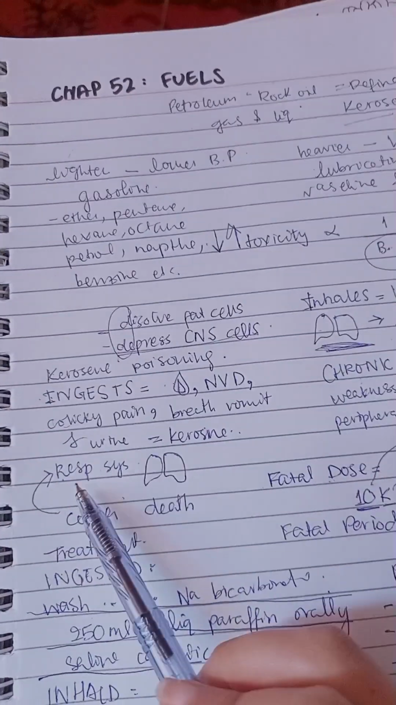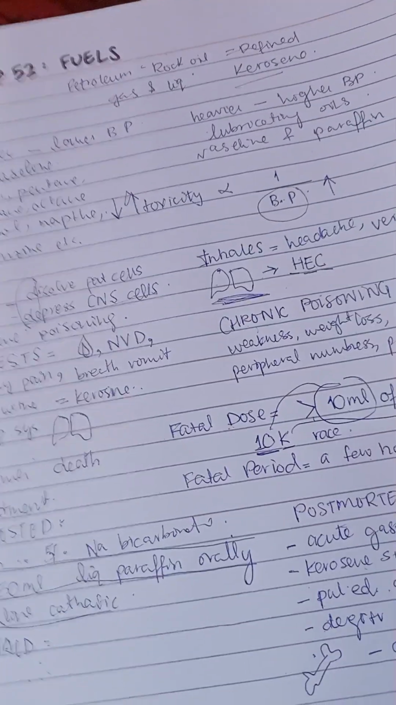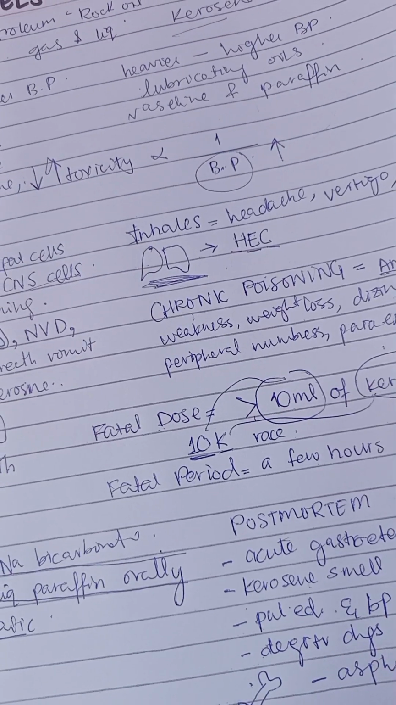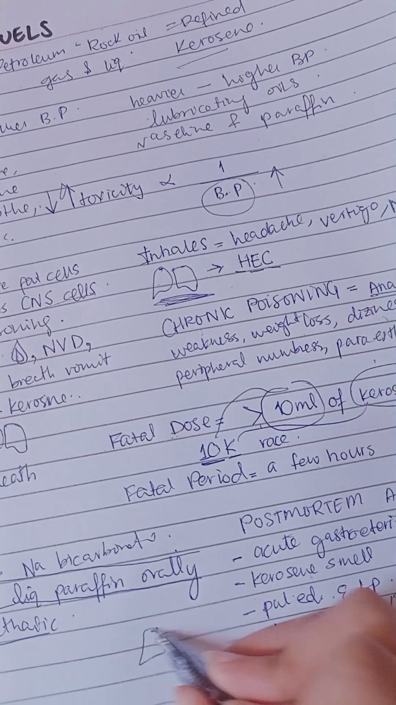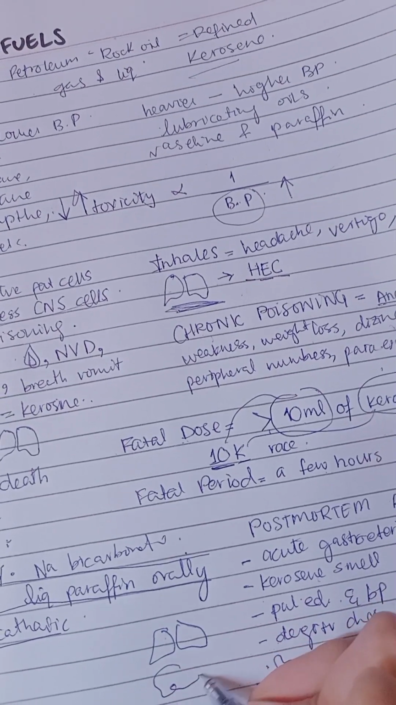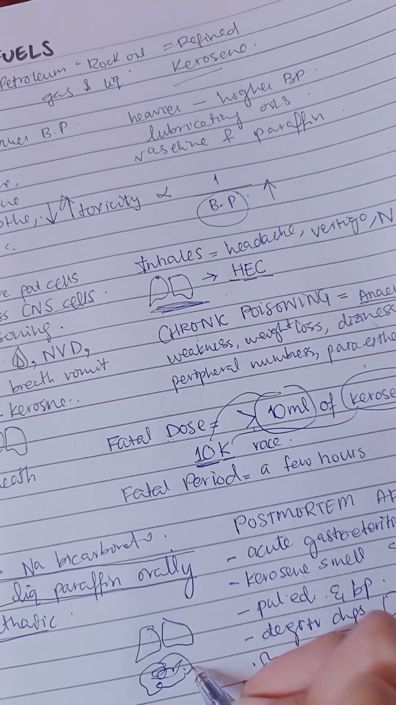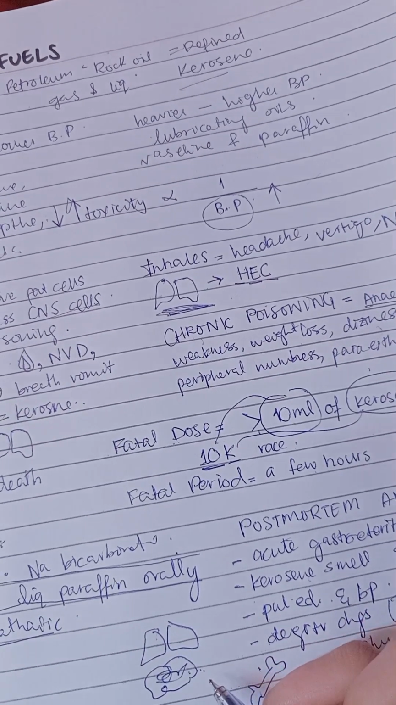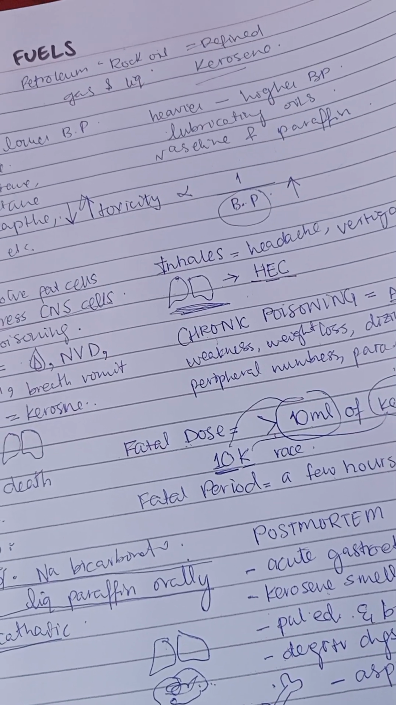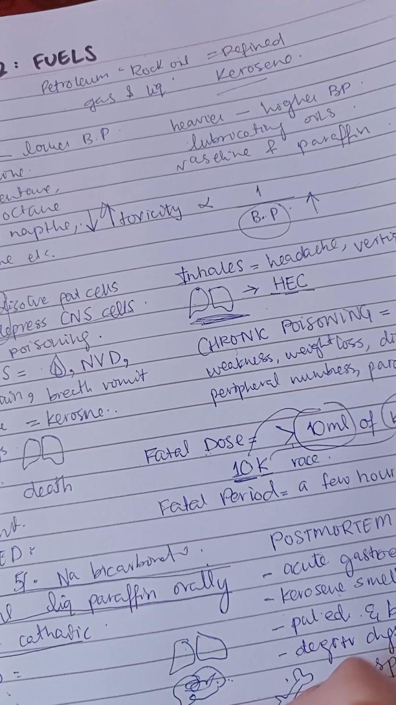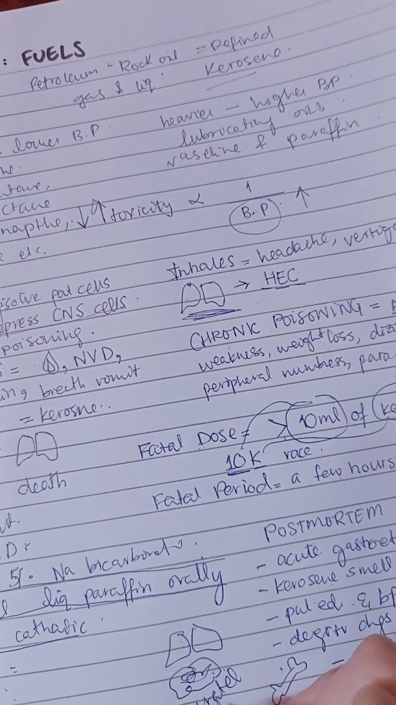Other signs of asphyxia may also be seen because, like we discussed, kerosene poisoning has an effect on the respiratory system. During the post-mortem analysis, if the death is due to petroleum, both the lungs and the brain have to be preserved for chemical analysis in saturated saline. Saturated saline.